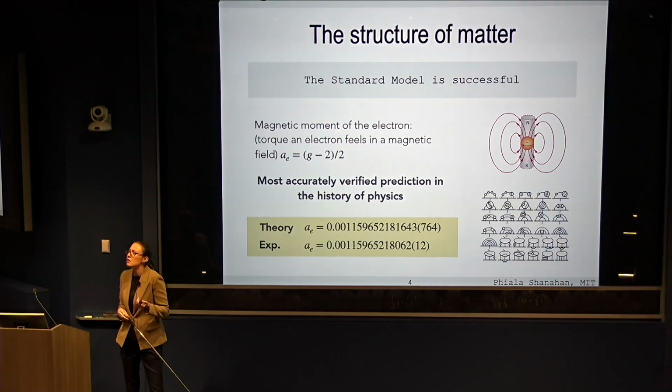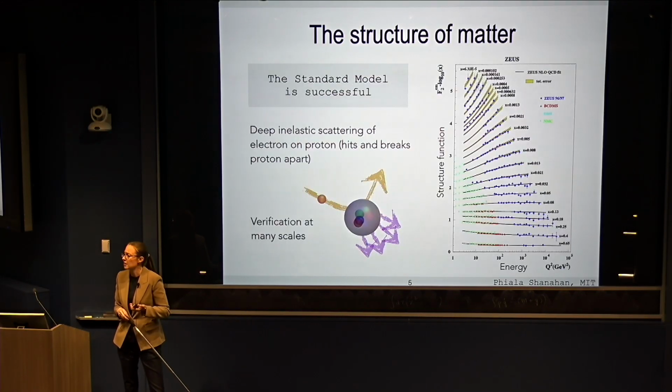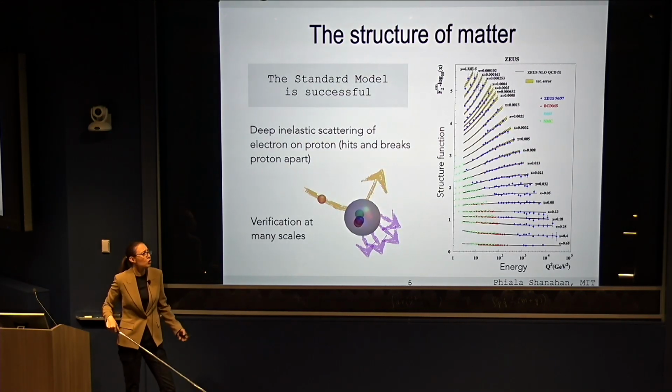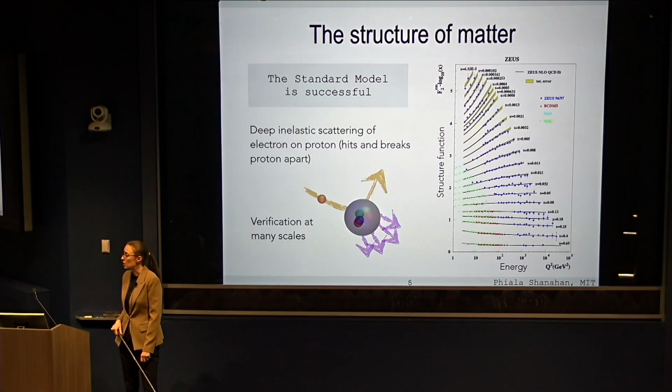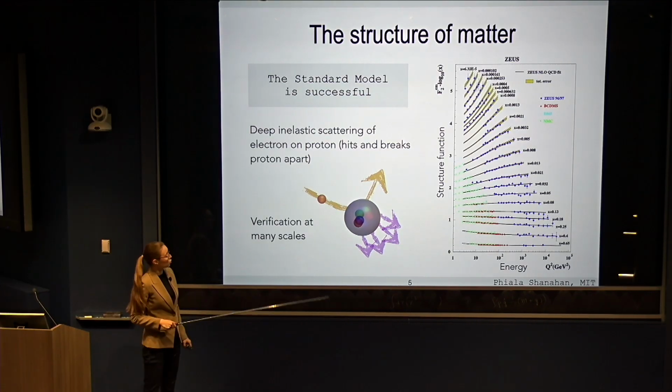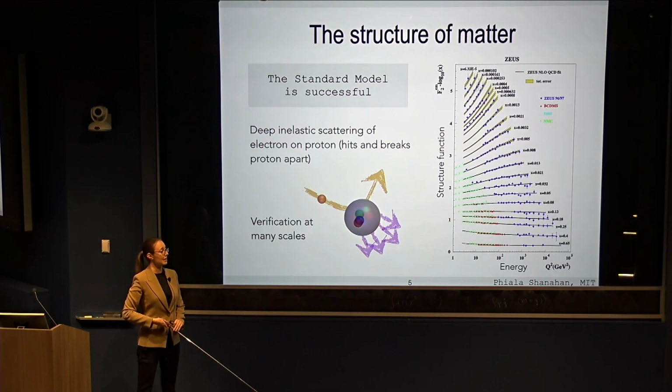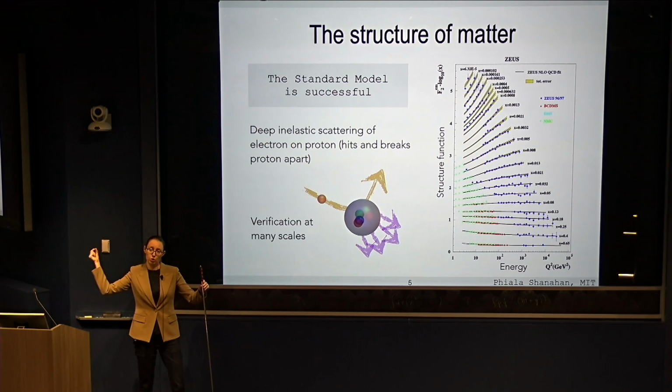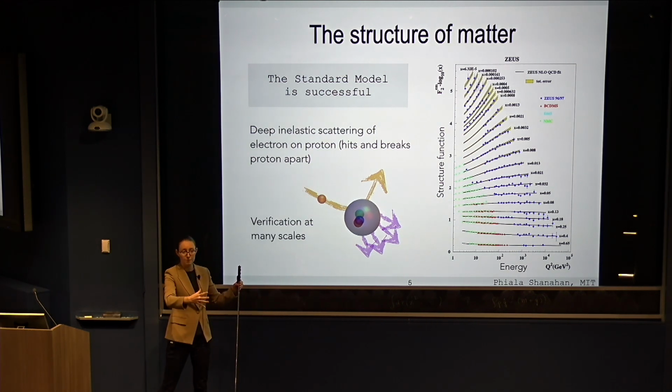And it's not just quantities like this. This is, if you like, a simple static quantity. The standard model is predictive over an incredibly wide range of energy scales. So here I'm giving you just one more example. This is called deep inelastic scattering. I fire an electron at a proton and I break the proton apart. And we'll talk more about that process later.